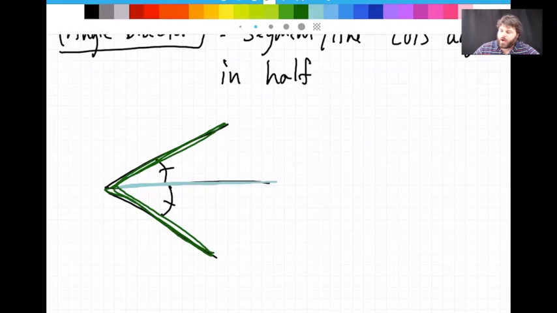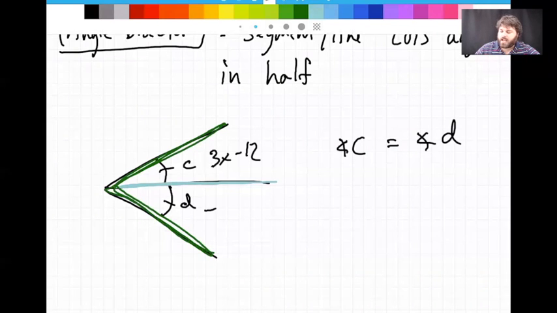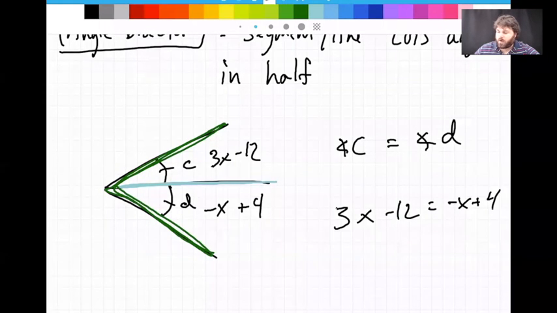So what we know is that if I call these angle C and angle D, angle C is equal to angle D. Again, if I had an example where this was 3x minus 12 and this was negative x plus 4, I would write the equation 3x minus 12 equals negative x plus 4.